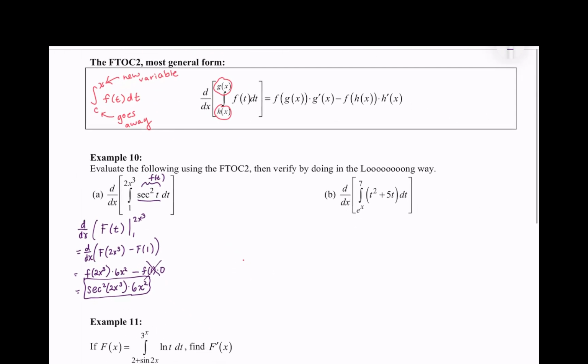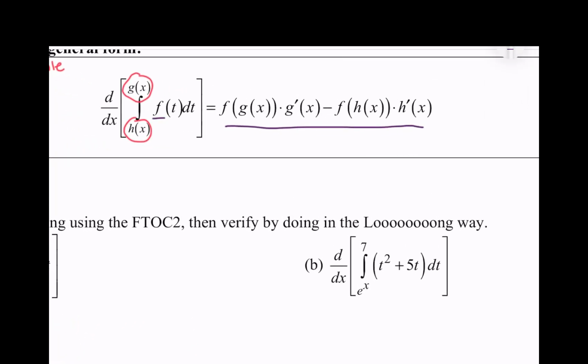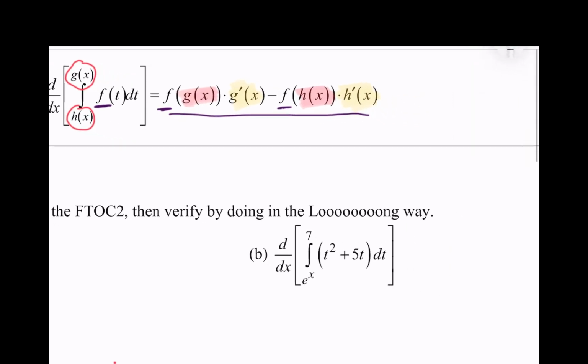The short way to do it is just to use the most general form of our fundamental theorem of calculus part 2. So using our outer function right there, plugging in, I already kind of highlighted them in red, so I'll just put this right here, plugging in the bounds, so the upper and lower bound, and then multiplying using the chain rule, so the derivative of those bounds. Okay, so we are going to use the short version right here in part B.